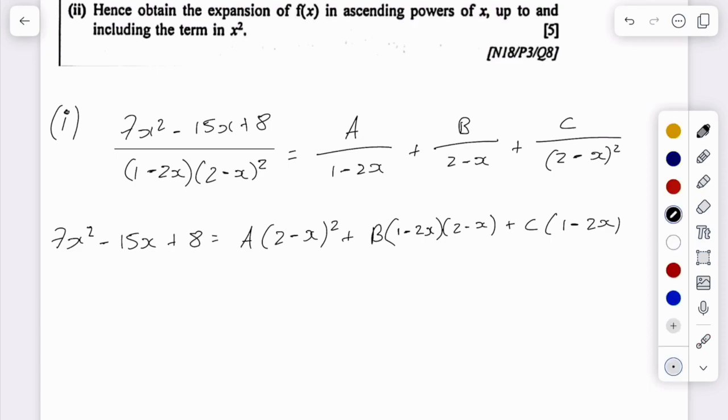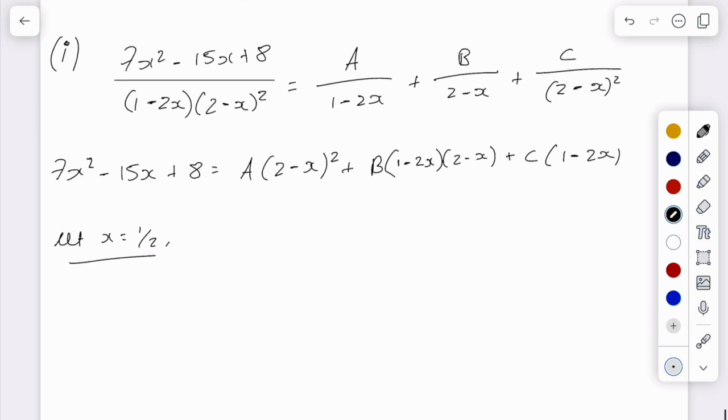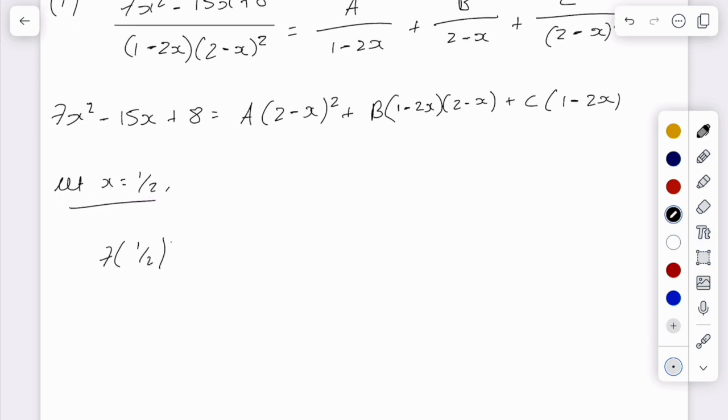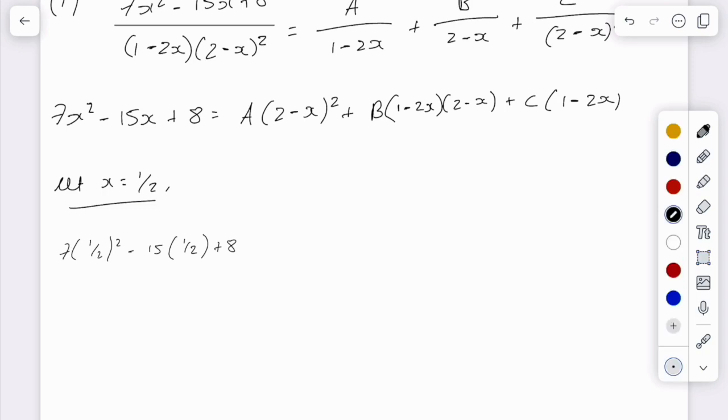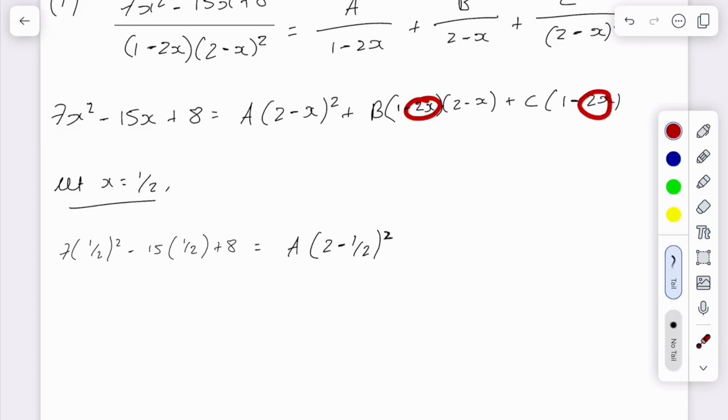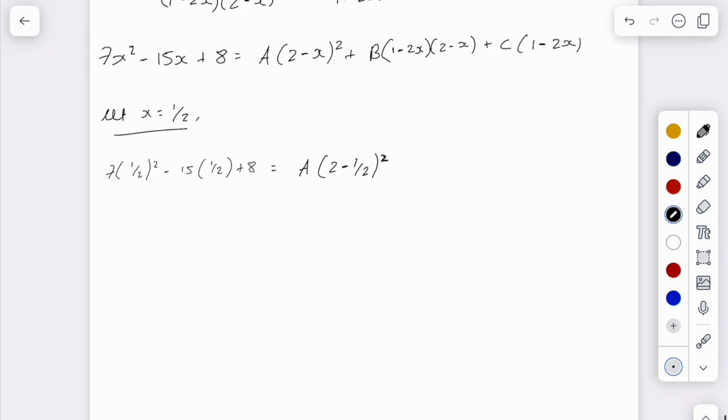So from here, let's say, fine, let x equal a half. So x equals a half. We get 7 times a half squared, minus 15 times a half, plus 8. It's going to give me A times (2 − a half) squared. B is going to go to 0. Plug a half in here, it's done. Plug a half in here, it's also done. So that's what we're going to get for x equals a half.